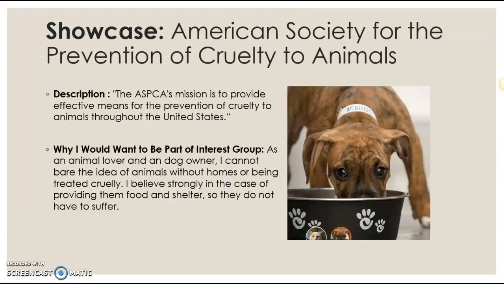An interest group that I would want to be a part of is the American Society for the Prevention of Cruelty to Animals. And according to their website description, the ASPCA's mission is to provide effective means for the prevention of cruelty to animals throughout the United States.